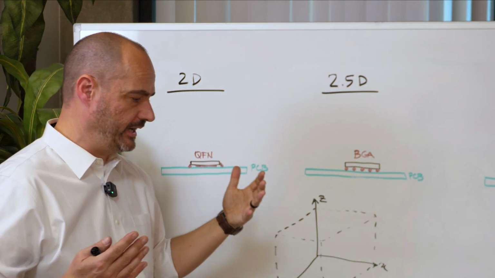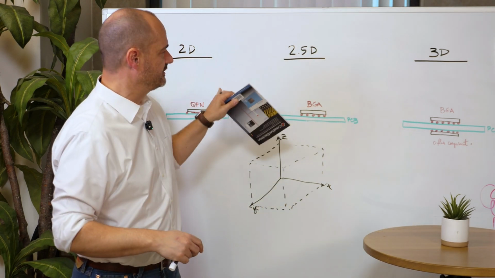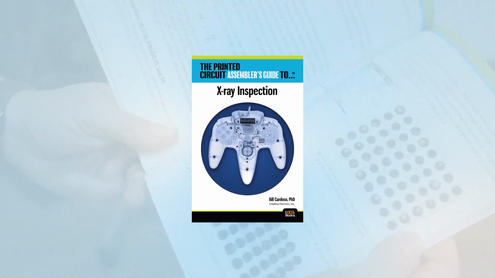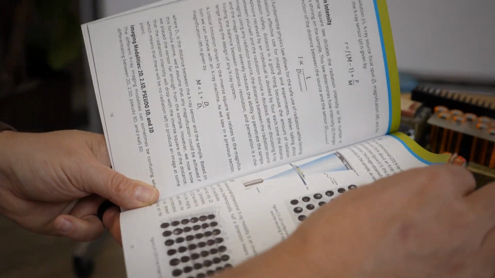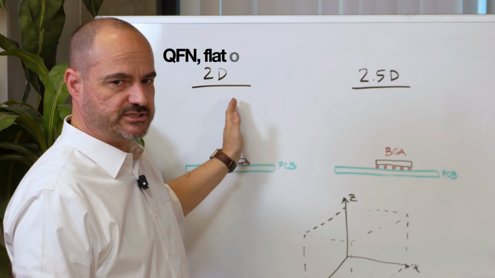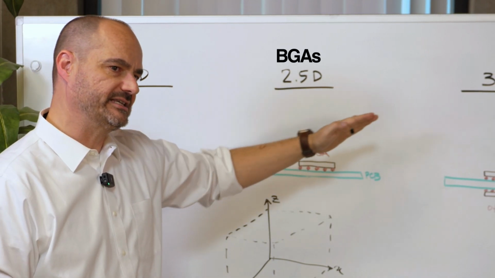By the way, for a better understanding, examples of these different modalities, check out our book. It's on page 19. That's where we go over all the details of 2D, 2.5D, and 3D. This is QFN, flat objects. That's for 2D. 2.5D is for BGAs. You're going to look at a side view.